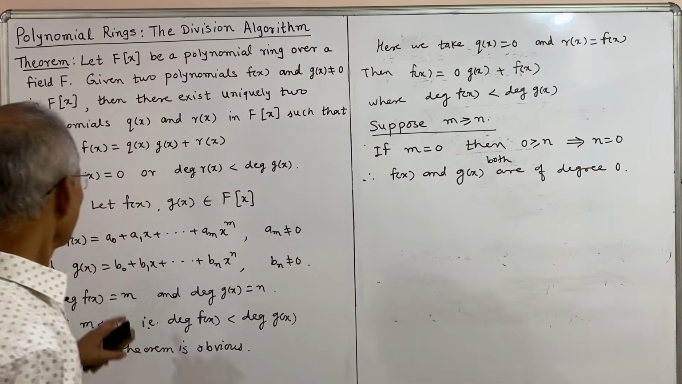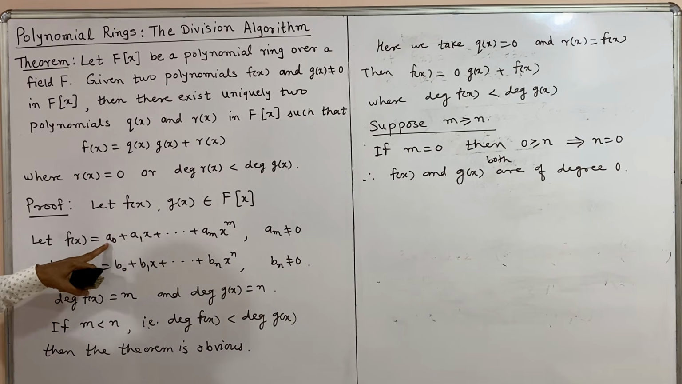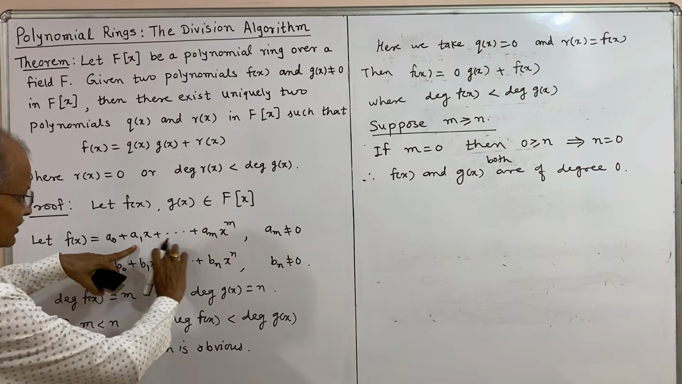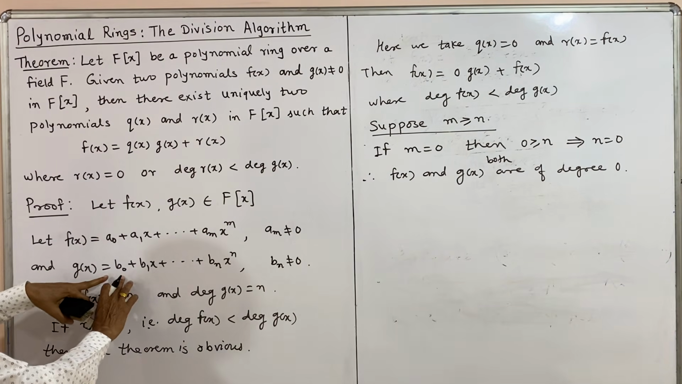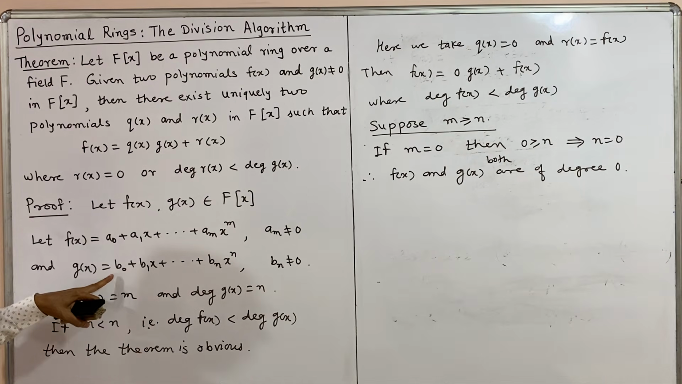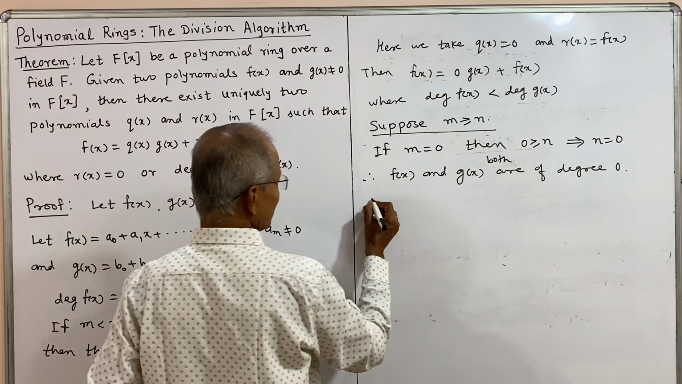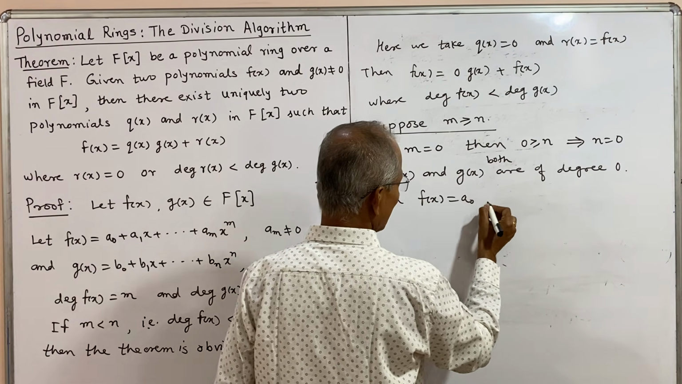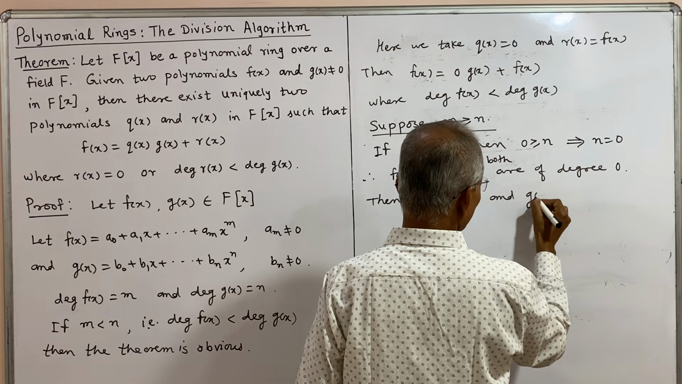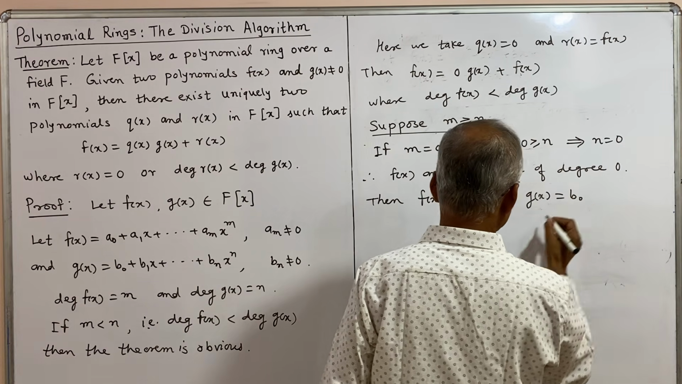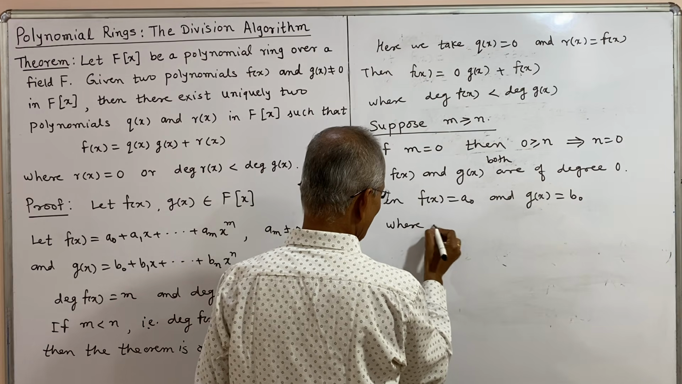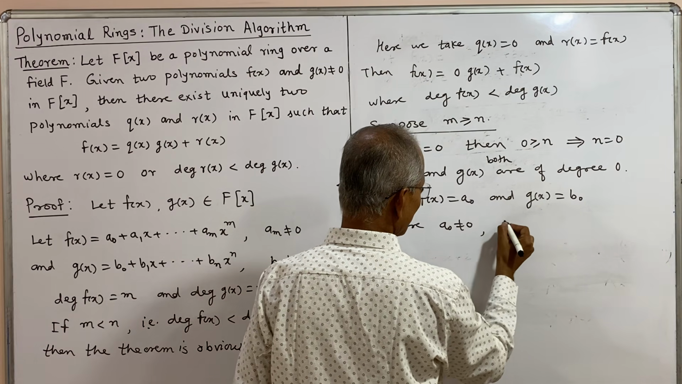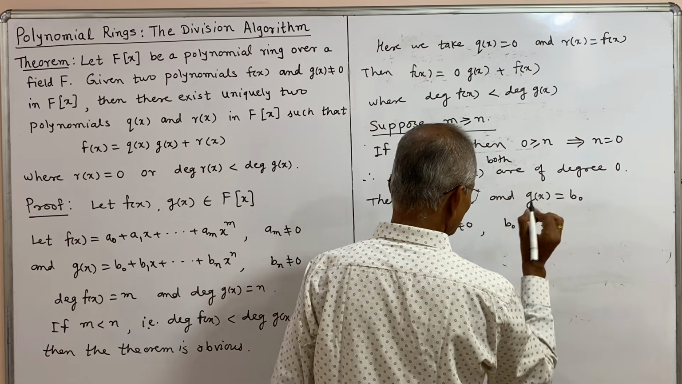And thus if this is of degree 0, then f(x) will be a naught, because the x terms, all these coefficients, will be 0. And g(x) is a constant; both are constants of degree 0, and g(x) will be b naught. Then f(x) is equal to a naught and g(x) is equal to b naught, where both are non-zero: a naught is not equal to 0, b naught is also not equal to 0.